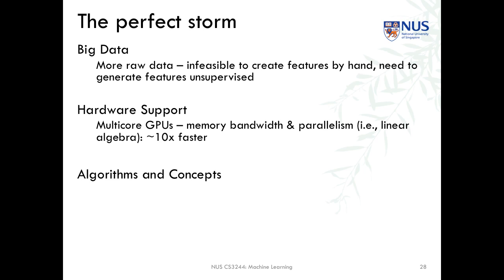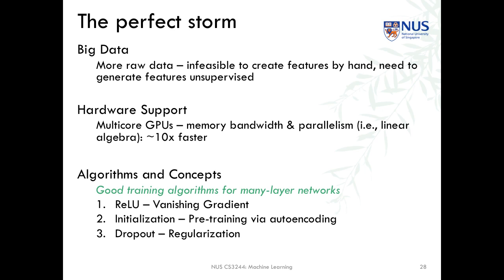Okay? And these are actually not too important for our course. What we care about are the algorithms and concepts for deep learning, which make it useful. All right? So we have developed in the last decade good training algorithms for this idea of having many layer networks. Okay? And we'll see why that's important. I'm going to talk about each of these in turn.